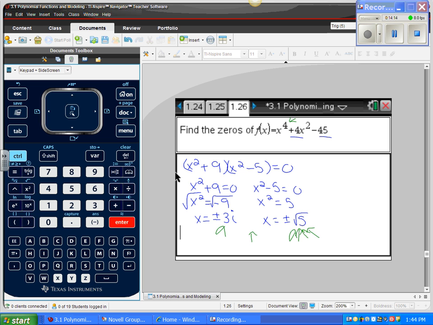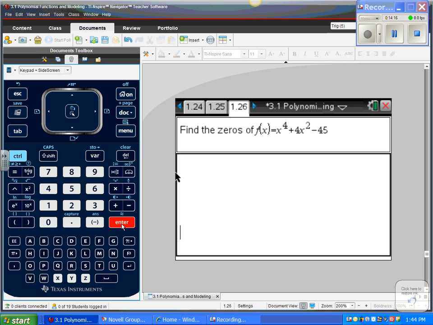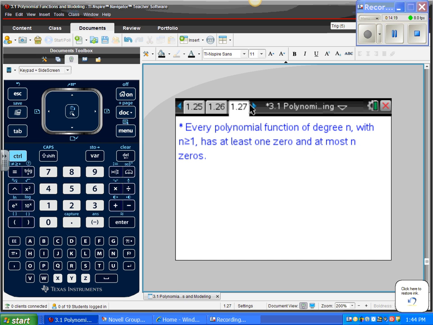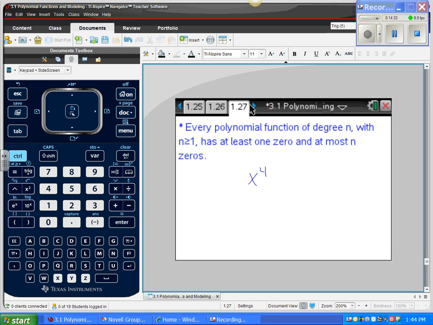Okay. So, how do we do this using the calculator? Quick rule, every polynomial function that has a degree of n, so there's your exponent, with n greater than or equal to 1, has at least 1 zero, and at most n zeros. Okay, so again, if you have x to the 4th, you're going to have 4 zeros, at least 1, at most 4 or less. If you have 3, you're going to have 3 or less. What winds up happening is we wind up seeing something called multiplicity, and we'll get into that a little bit later.